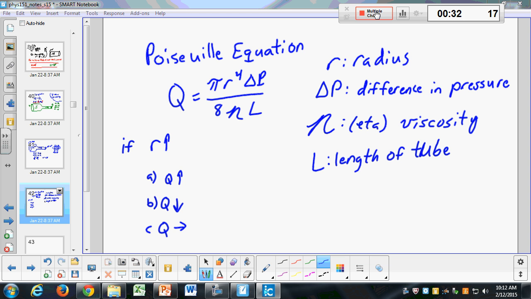I'm keeping everything else constant. If I increase the radius, what happens to the flow rate Q? Keeping the change in pressure constant, the length of the pipe, and the viscosity are all the same. What happens to Q?